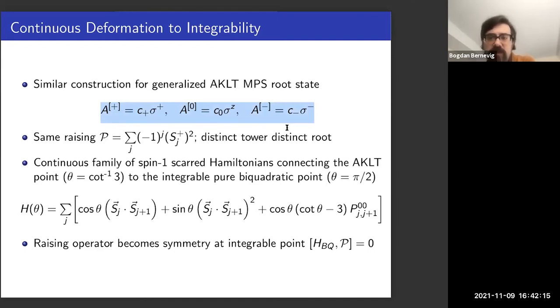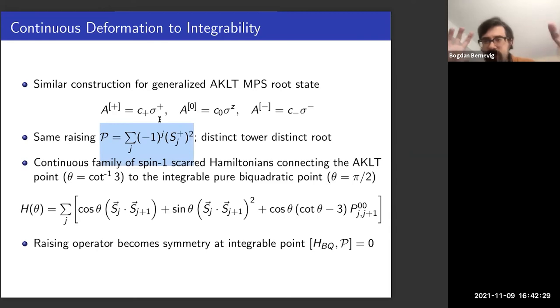okay? And you can find, by tuning the C plus and C minus, a continuous family of spin one Hamiltonians which have these states times the ground state. Now notice that as I change C plus, C zero and C minus, the ground state changes. But the scars are just P to the N powers times the ground state. Whatever the ground state changes, the scars will change, but there's still P to the N times the ground state. And then there's a continuous family of spin one scarred Hamiltonians connecting the AKLT point to the integrable pure biquadratic point. Okay. And then this raising operator becomes a symmetry at the integrable point.